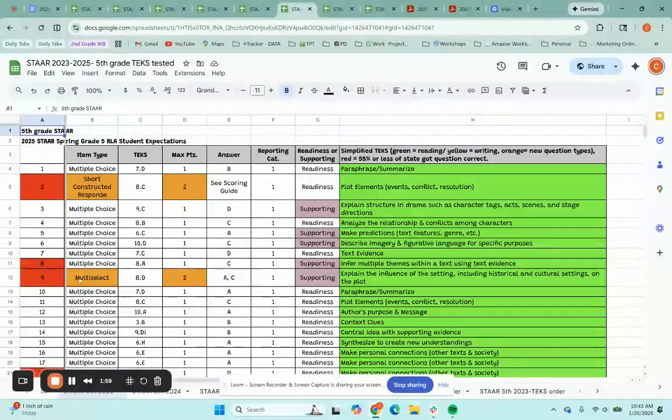Now notice the multi-select questions are also hotspots. These are really tricky for kids, which is why the more we can practice SCRs and multi-select questions, the better.